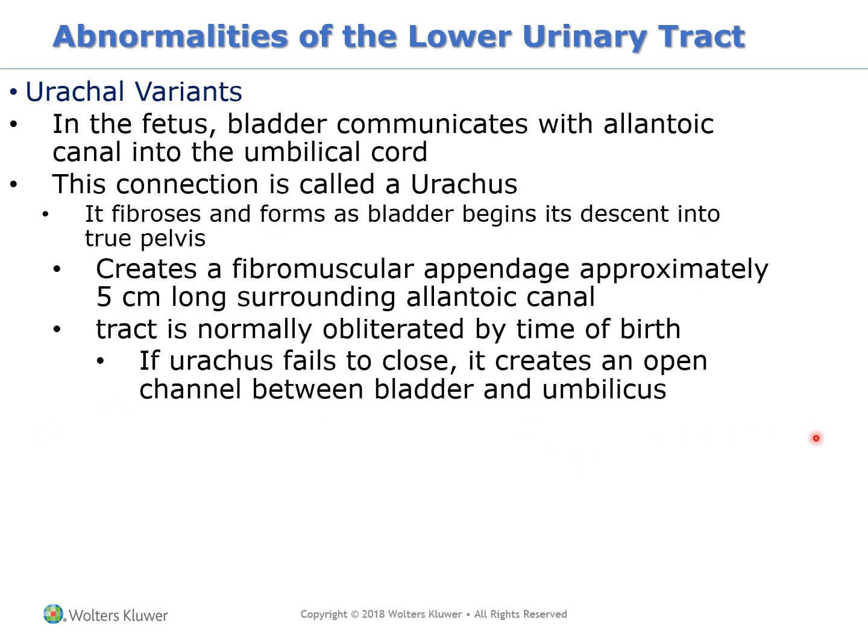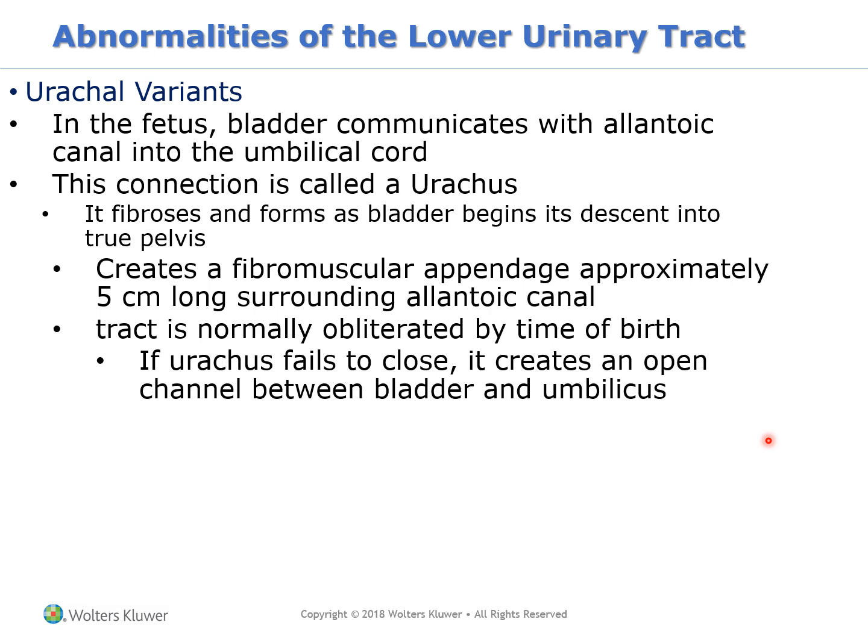Okay, urachal variants. We talked about this some, but we know how in the fetus the bladder communicates with the allantoic canal into the umbilical cord. Now, the idea is that as that baby reaches maturity before it's born, that allantoic canal should fibrose and become just a ligament. But in people that do not have a complete fibrosis of that urachal cord, they can have what we call a urachus.